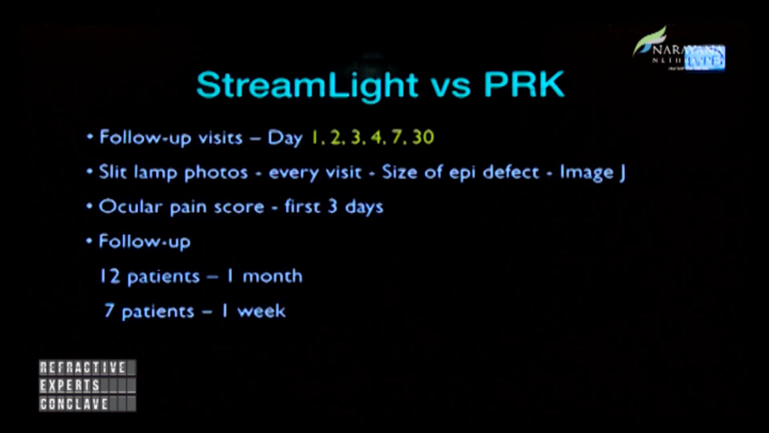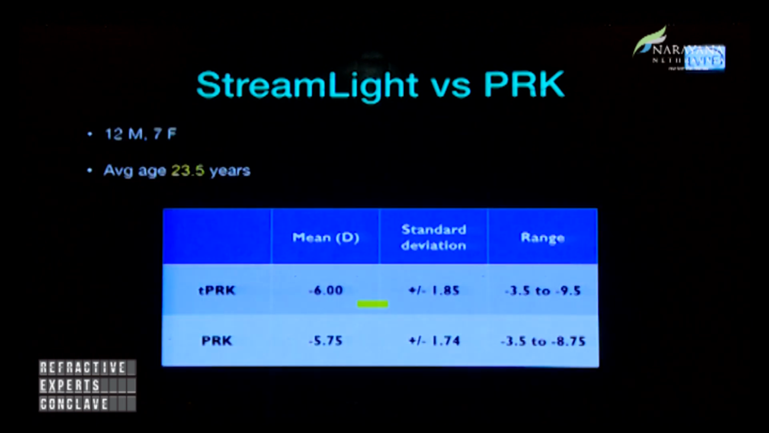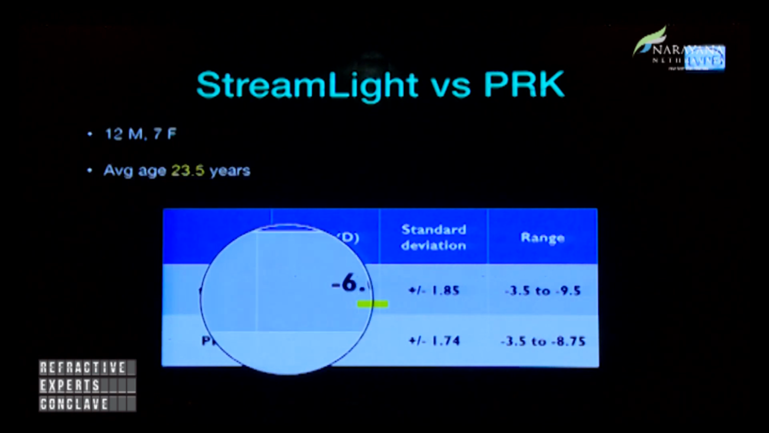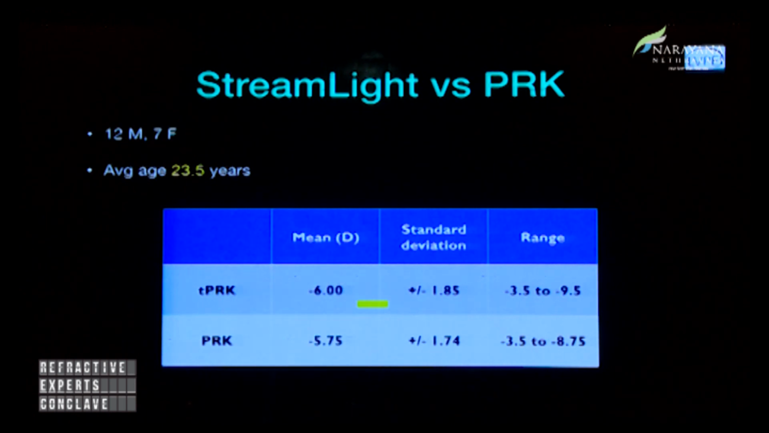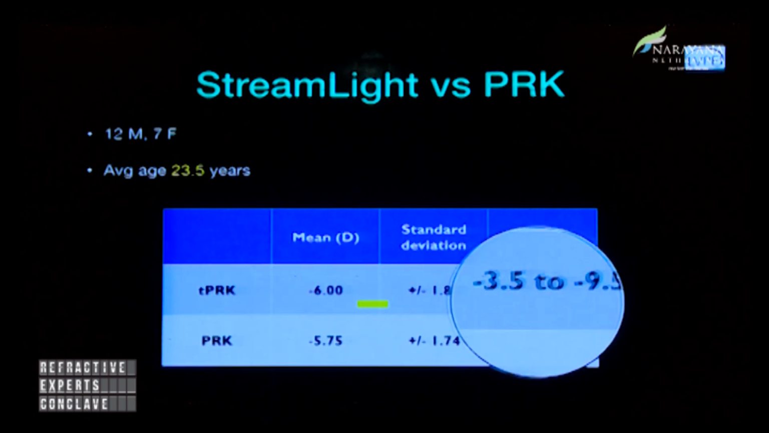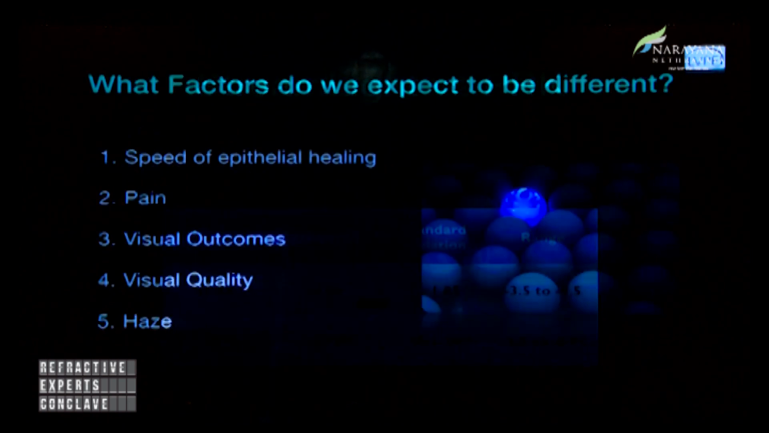We had an ocular pain score, and we have 12 patients who've completed 1 month follow-up and 7 patients who've completed 1 week of follow-up. So, these are the preoperative characteristics of these patients. The average myopic refractive error between the two eyes is about the same, and the range of correction is about the same in both these groups of patients as well.